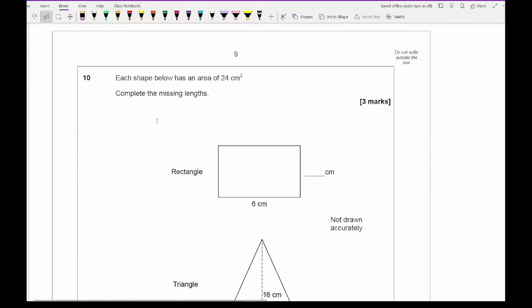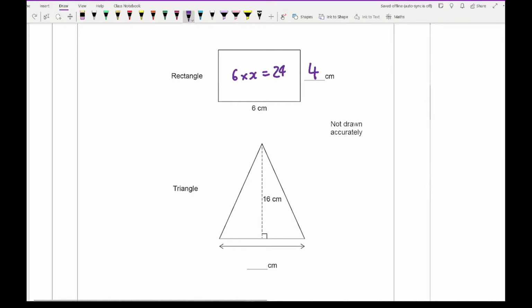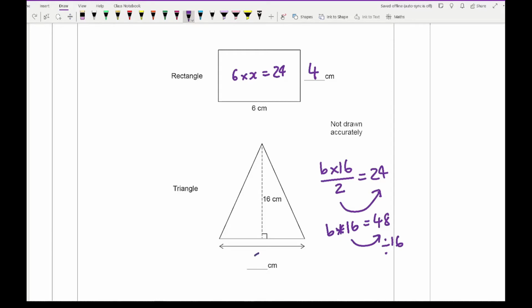So moving on to our next question, question 19, it says each shape has an area of 24 centimeters squared, complete the missing lengths. Well, the area of a rectangle is going to be 6 times x equals 24. So how many 6's go into 24? That's going to be 4. Now with the triangle, that's going to be the base times 16 divided by 2 equals 24. Well, if I take the 2 over, I end up with b times 16 equals 48. Then I divide by 16, and that is going to give me an answer of 3.